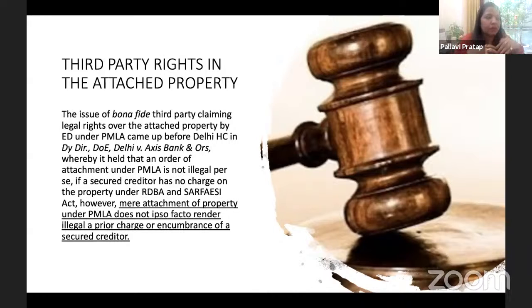So my recommendation is always that if there is a charge that is to be created, it should always be registered, because be it IBC proceedings, Companies Act proceedings or PMLA, you will see that the registered charge will always provide your legal remedy. A lot of times people just have a charge which is created but not registered. I feel that always creates a problem, specifically in the eyes of law. Now, like I said, and I will reiterate this part, mere attachment of property under PMLA will not render illegal a prior charge or an encumbrance which is created by a secured creditor.